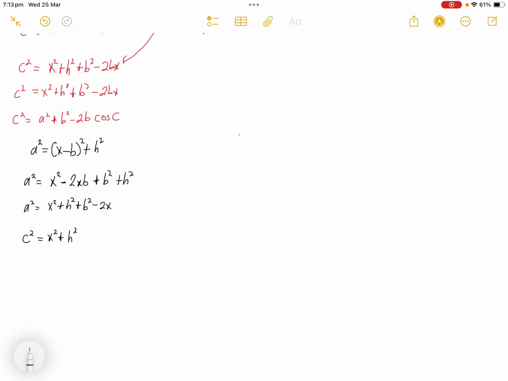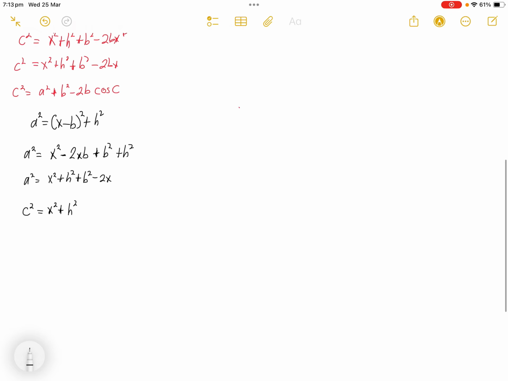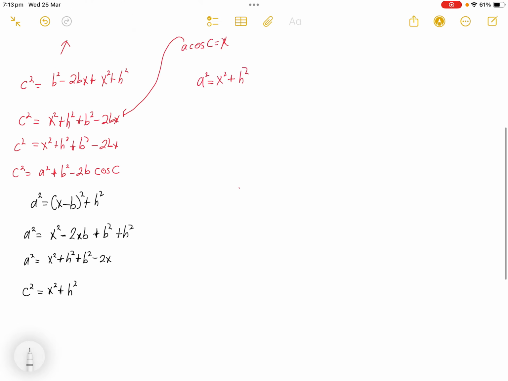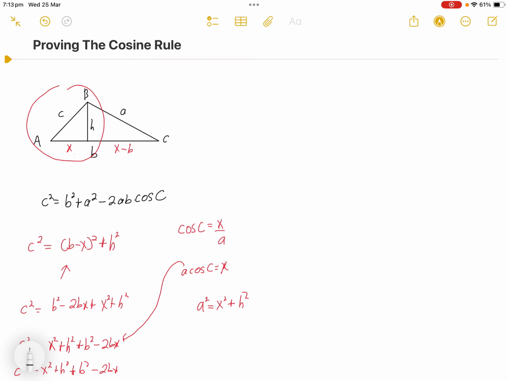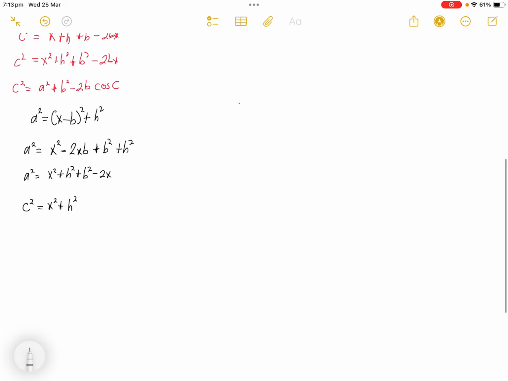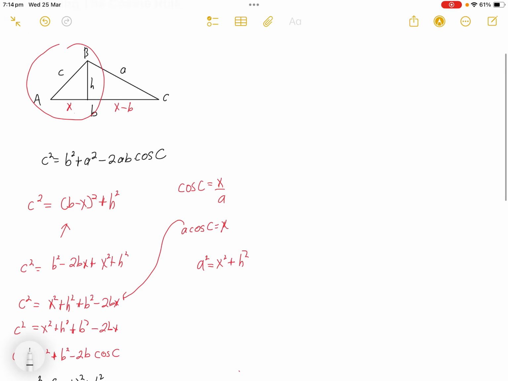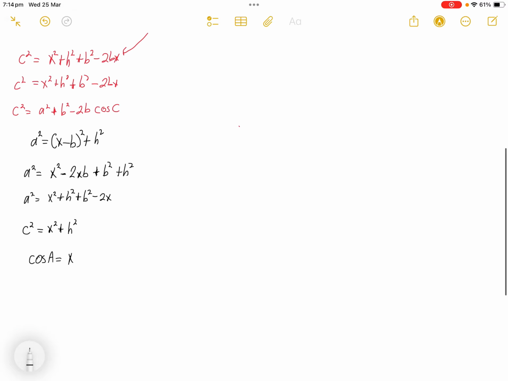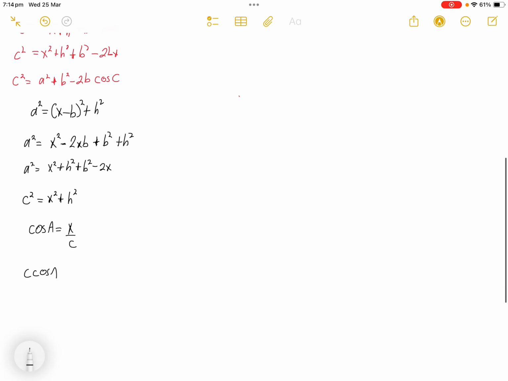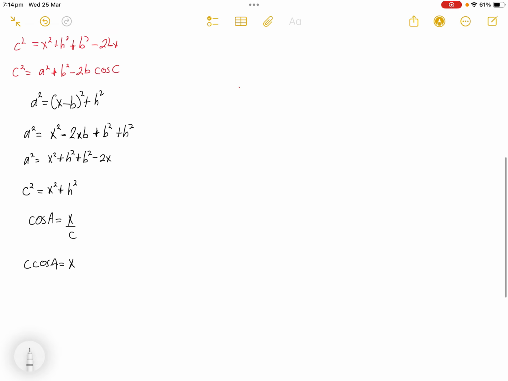And again, because we want to find the cosine relative to the side length we are working with, we can put a formula that looks something like this. So that's cos of A equals x over c. And here you have this: x equals c cos of A.